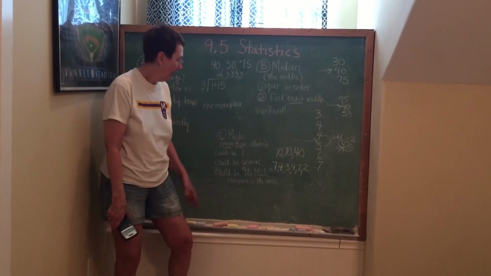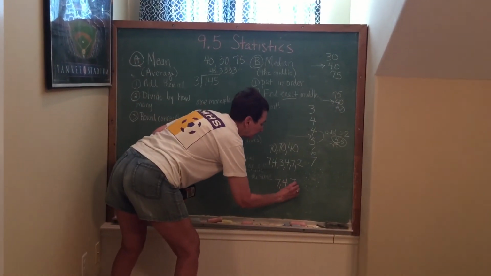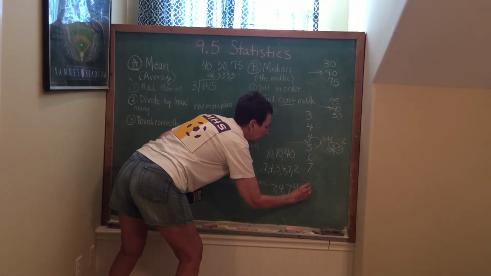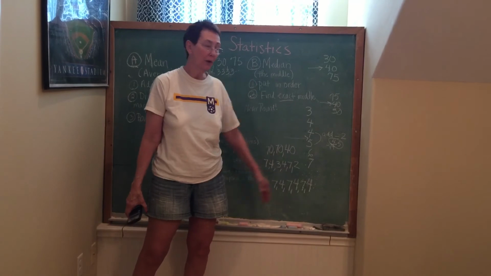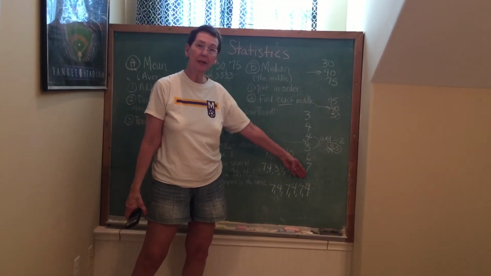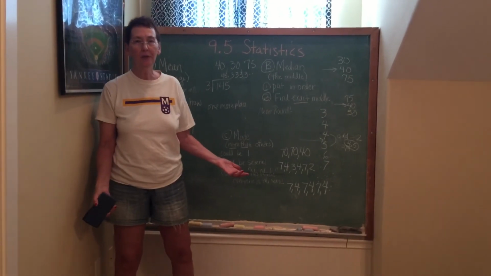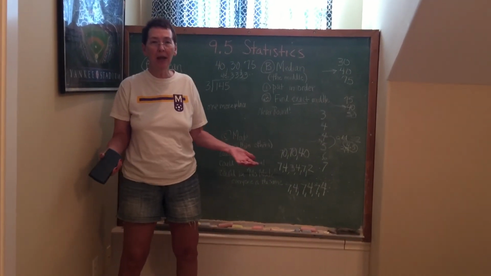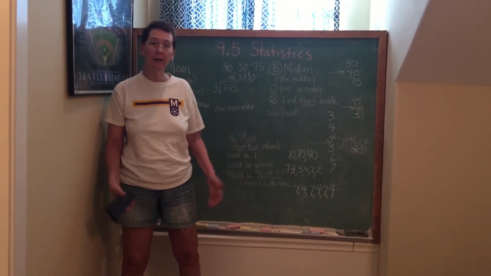No mode would be something like this. Okay, if I had 7, 4, 7, 4, 7, 4. Well, if you look at it, you've got 3 7s and you have 3 4s. Well, nobody's listed more than the others. They're all listed the same amount of times, so they're said to be no mode, okay?